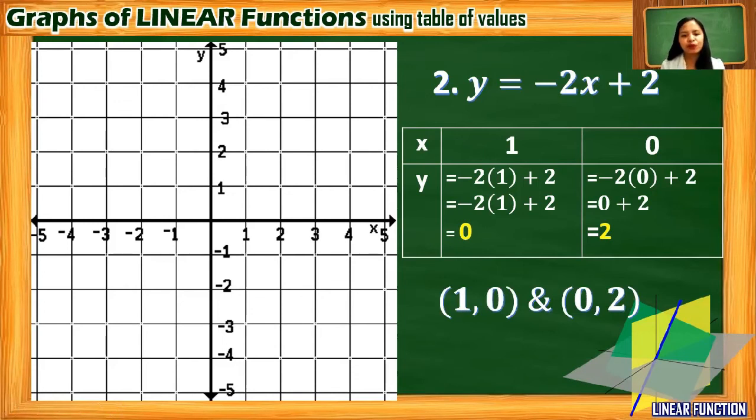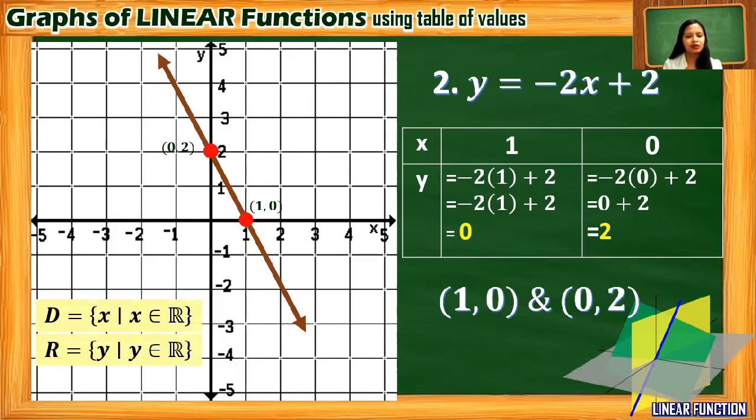If we're going to plot these points in our coordinate plane, we have this point here and another one is this point here, which is the value of x is equal to 0 and the value of y is equal to 2. So connecting the 2 points, we will have this graph of the linear function y is equal to negative 2x plus 2. And to find out the domain and the range, of course, again, since the domain and the range of our linear function is equal to the real numbers, therefore in this graph, the domain and the range are the set of real numbers.